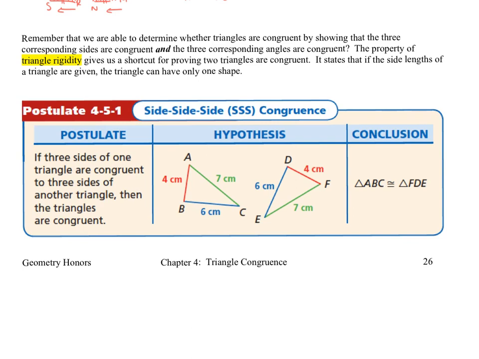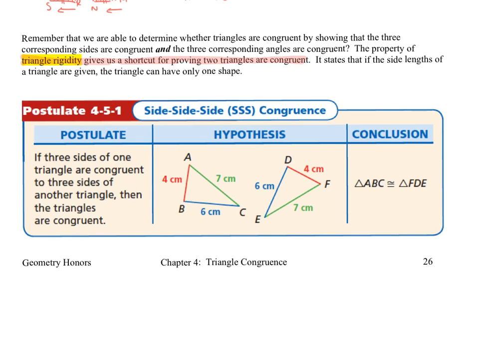So before, we could determine that two triangles are congruent if they had all the parts congruent. All angles are congruent and all sides are congruent. Triangle rigidity gives us a shortcut for proving that two triangles are congruent. It states that if the side lengths of a triangle are given, the triangle can have only one shape.